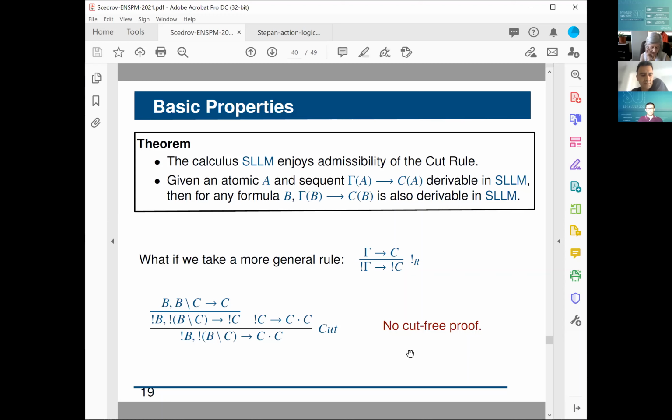I will close by pointing out that we're at the very edge of disaster, okay? If we decided to take a more general rule, which allows the finite list of gammas, like it is in the so-called elementary linear logic, which is designed to type exactly the elementary functions, okay, then you lose cut elimination. Oh my goodness, okay. So this thing is very, very subtle.